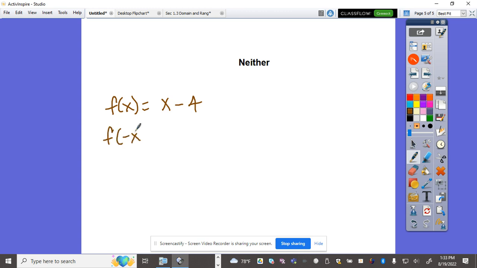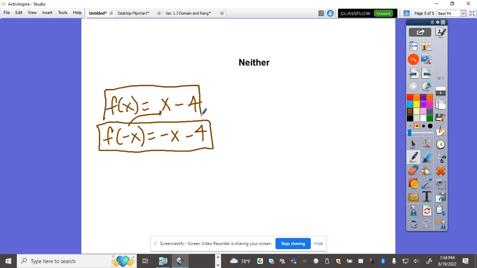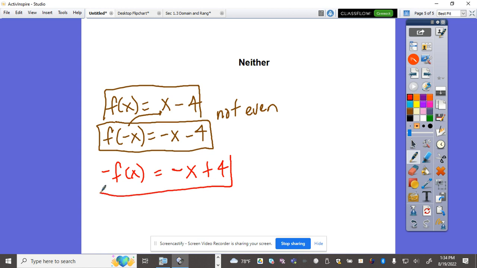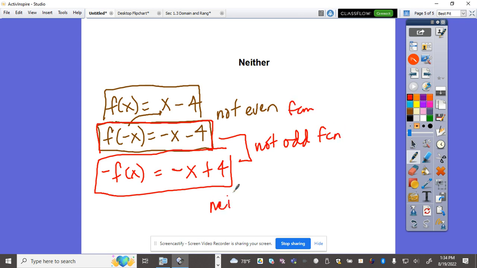So we try the f of negative x. You plug in a negative there, so negative x minus 4. Are these two here equal? No, they're not, so it's not even. Let's try the negative f of x. You flip the sign of the f of x, and it will become negative x plus 4. Are f of negative x and negative f of x here the same? No, so it's not an odd function. Therefore, the answer is neither.